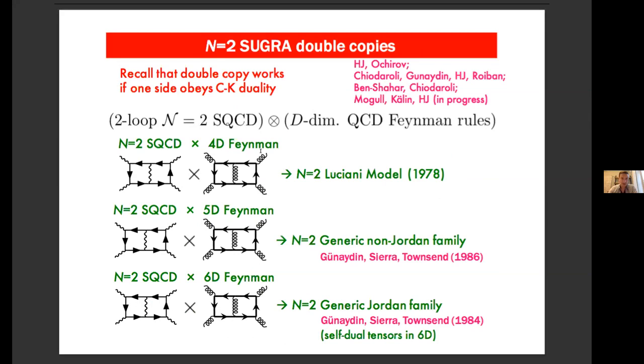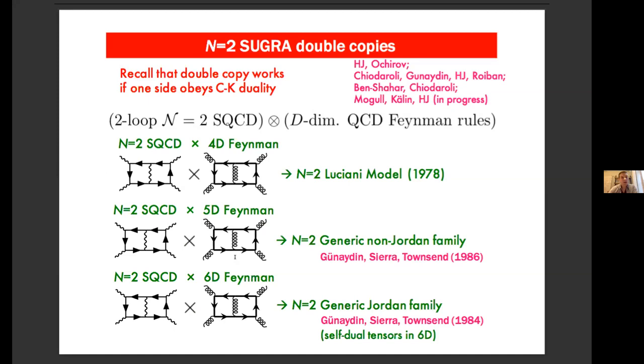For example, four-dimensional Feynman diagrams, where this is just a gluon, this is just a quark, so this is basically massless QCD. And it turns out that as long as one side obeys color-kinematics duality, the other side can just be Feynman diagrams. It's sufficient if one side obeys color-kinematics duality. So if you do this double copy, what you will get is what's known as the Luciani model, also known as minimally coupled supergravity in 4D.